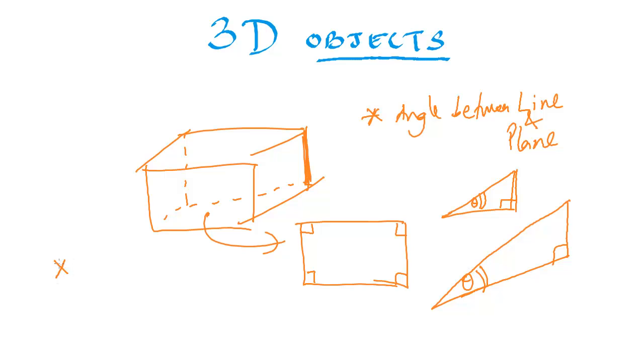Next, we have to find the angle between two planes. So, the angle between plane and plane. Now, first of all, take a look at this one over here. This is in a box. Suppose this is the ground, and this is another rectangle making an angle with another rectangle. This is pretty simple.